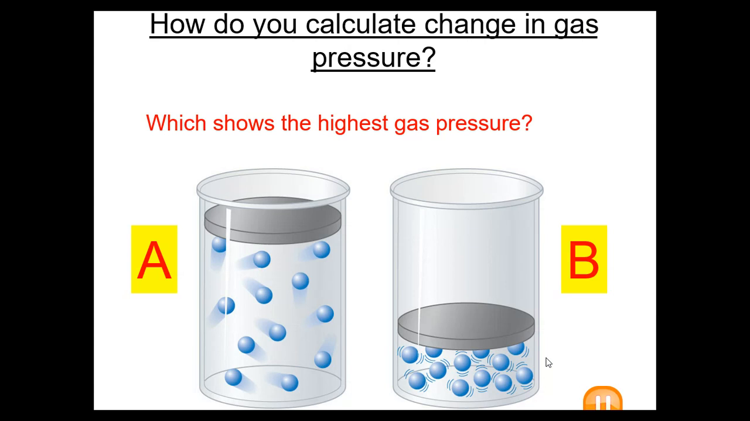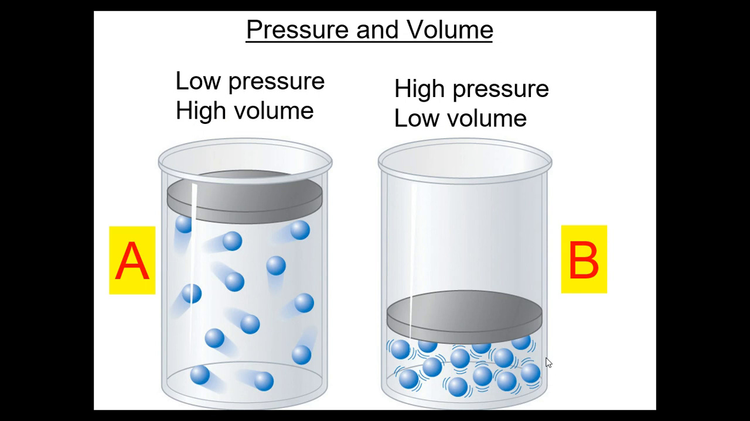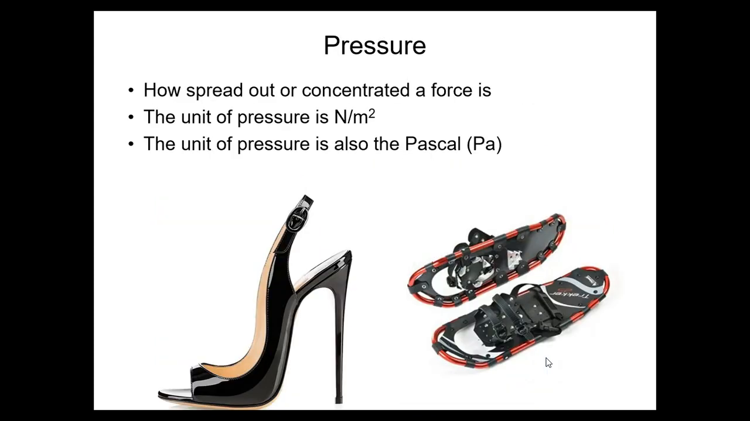Okay, let's get started. So the driving question today is, how do you calculate changes in gas pressure? We're going to put some numbers in. First up, just a reminder, which of A or B shows the highest gas pressure? Okay, it's B, if you remember, because with the same number of particles, there'll be a higher frequency of collisions because there's less surface area. So B shows a higher pressure with a lower volume.